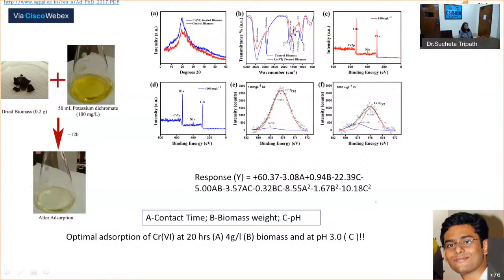And there are three independent variables. One is the contact time, and the biomass, and the pH. These three variables determine how much biomass will be needed to adsorb the maximum quantity of chromium. So he came up with the equilibrium, and this was published in scientific papers. This is a very well cited paper, and it also came out in Hindi.